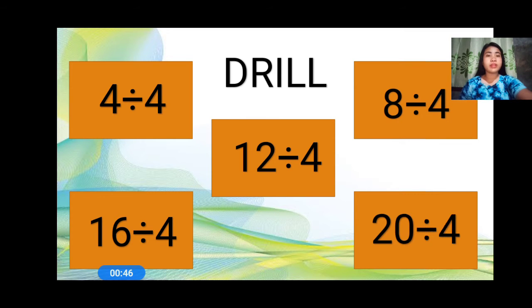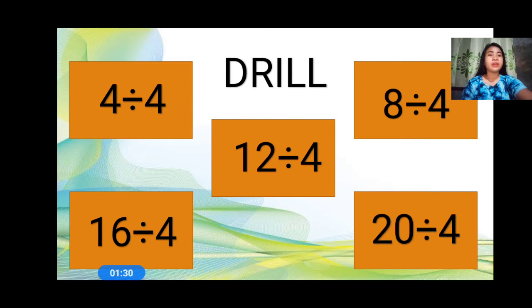Everyone, 4 divided by 4 equals 1, 8 divided by 4 equals 2, 12 divided by 4 equals 3, 16 divided by 4 equals 4, and 20 divided by 4 equals 5. Altogether, everyone, 4 divided by 4, 8 divided by 4, 12 divided by 4, 16 divided by 4, and 20 divided by 4. Okay? 4 divided by 4 equals 1, 8 divided by 4 equals 2, 12 divided by 4 equals 3, 16 divided by 4 equals 4, and 20 divided by 4 equals 5.